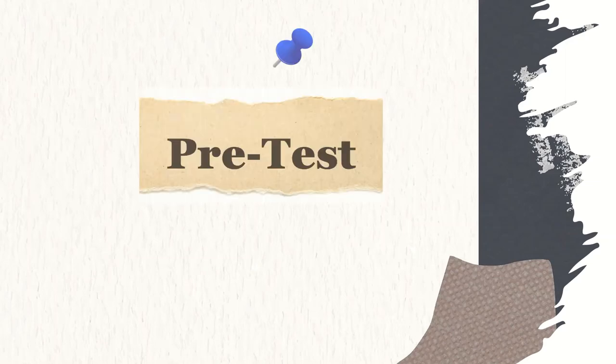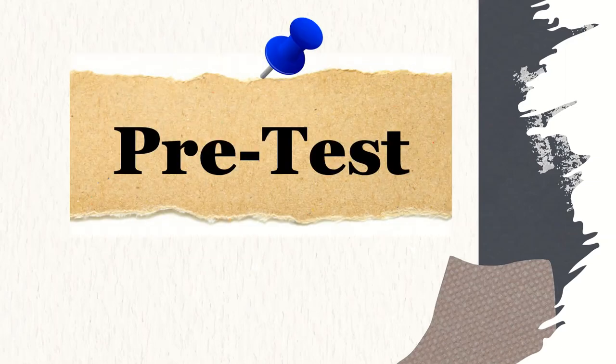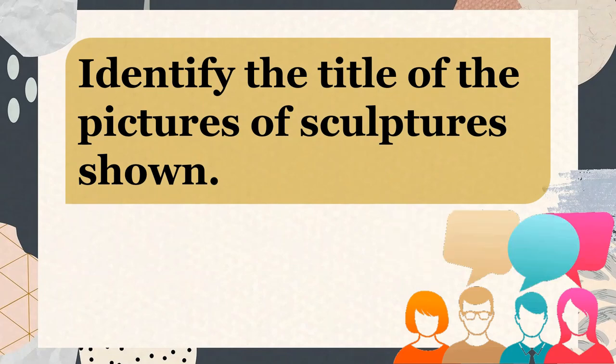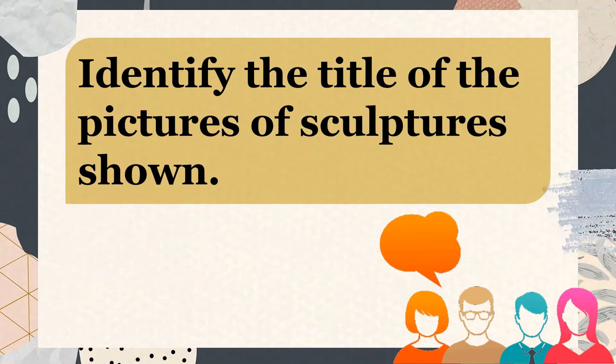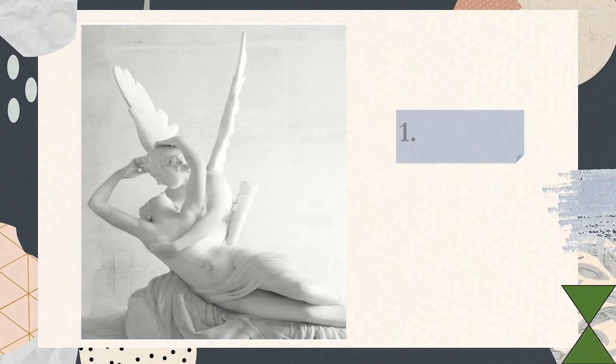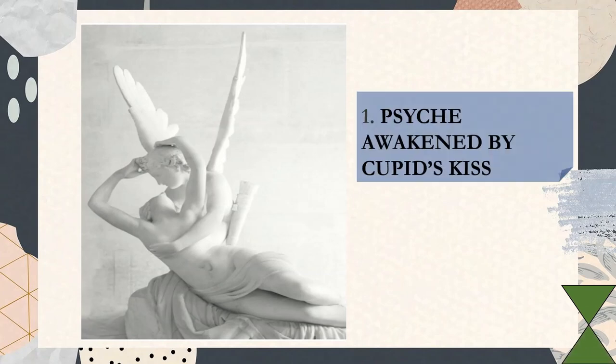Let's start this with the pretest. In this activity, you have to identify the title of sculptures shown in each slide. 1. What do you call this artwork? 2. Very good! This artwork is called Psyche Awakened by Cupid's Kiss.